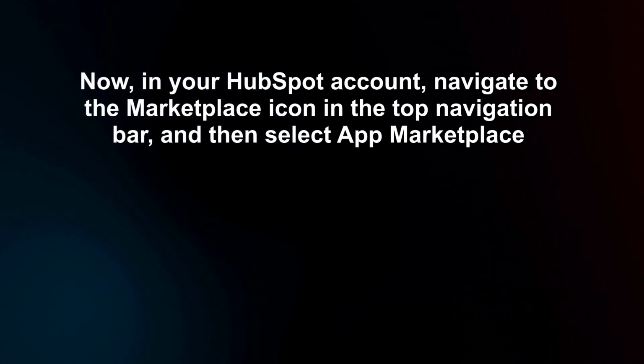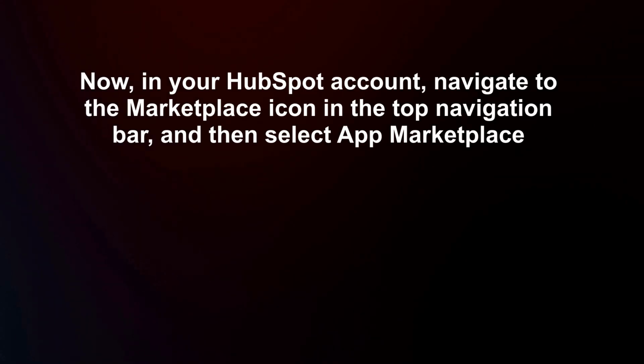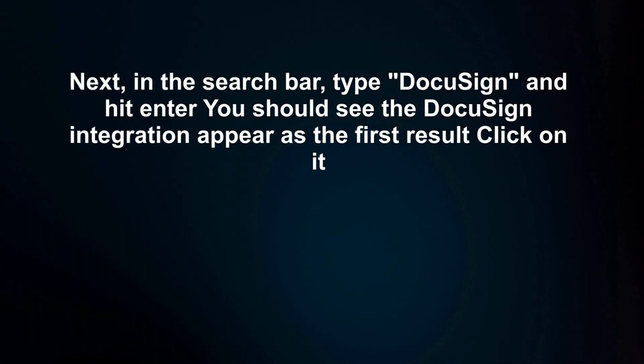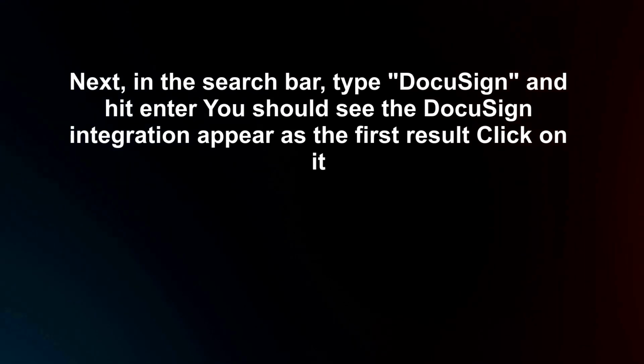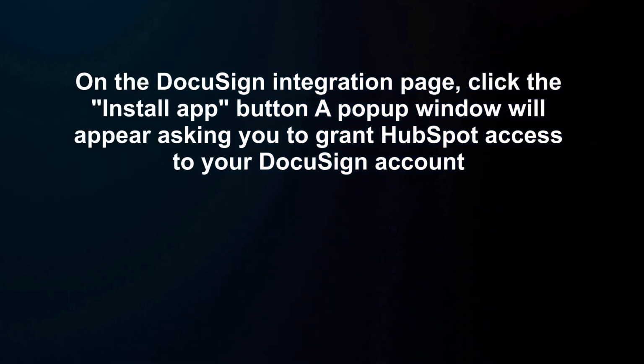Now, in your HubSpot account, navigate to the Marketplace icon in the top navigation bar, and then select App Marketplace. Next, in the search bar, type DocuSign and hit enter. You should see the DocuSign integration appear as the first result. Click on it. On the DocuSign integration page, click the Install App button.